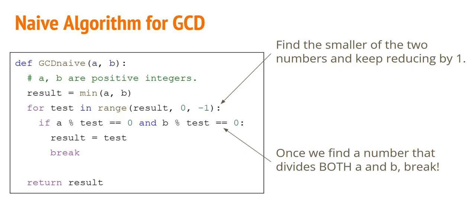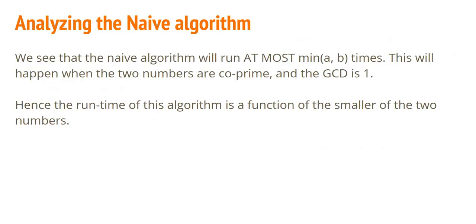Now notice that this algorithm is going to run at most min of A and B times. And this will happen when the numbers in fact are co-prime, which means the GCD is actually 1, because anywhere else there's a break statement that will take care of the fact that, look, we found a factor and hence we found the GCD, right? So the worst case scenario here is when the numbers are co-prime, and the running time, or the number of operations, will scale with the minimum of A and B, right? So it's the minimum that matters.